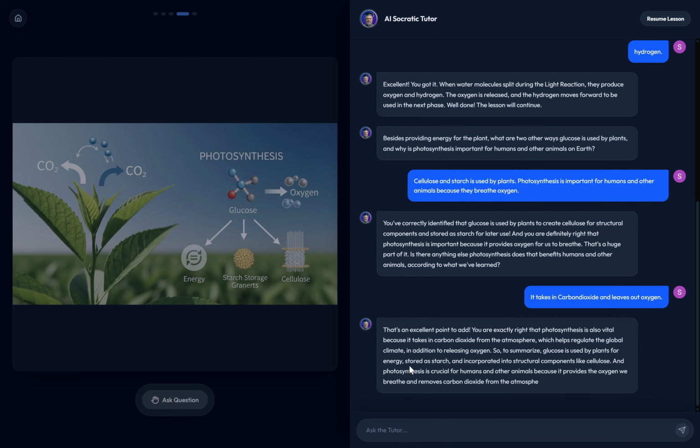That's an excellent point to add. You are exactly right that photosynthesis is also vital because it takes in carbon dioxide from the atmosphere, which helps regulate the global climate, in addition to releasing oxygen. So to summarize, glucose is used by plants for energy, stored as starch, and incorporated into structural components like cellulose. And photosynthesis is crucial for humans and other animals because it provides the oxygen we breathe and removes carbon dioxide from the atmosphere.